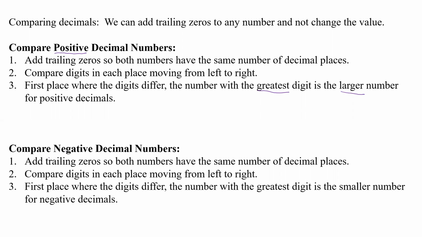Whereas for negative decimal numbers, again, we add all those trailing zeros so they have the same number of decimal places. We compare the digits moving from left to right. And here, the number with the greatest digit is the smaller number. But again, that's only because these are negative decimals. The one that's smaller is the one going further to the left, so if it's a bigger digit, it makes it a smaller number.